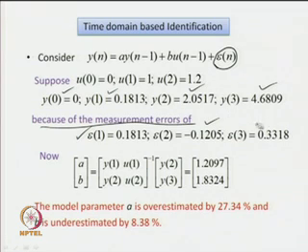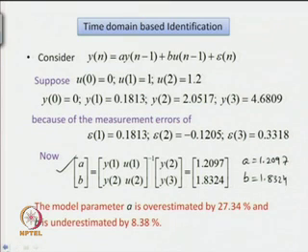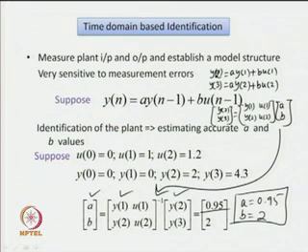Due to the measurement errors, the output is different from the set of outputs we had obtained earlier. Now, A and B can be estimated in the manner we had done for the earlier case, and A and B are found to be A is equal to 1.2097 and B is equal to 1.8324. Whereas earlier we found A to be 0.95 and B to be 2.